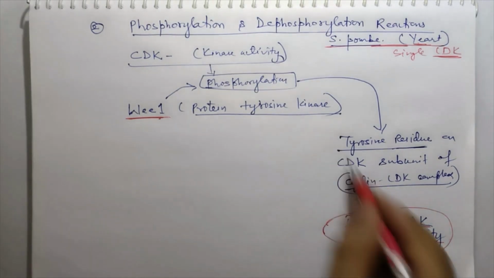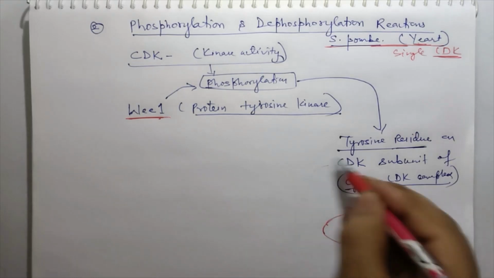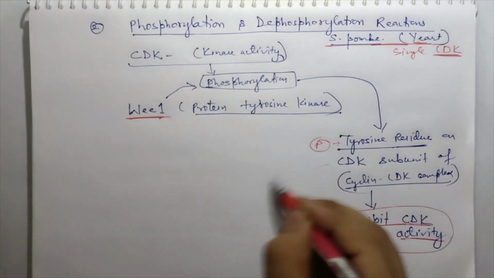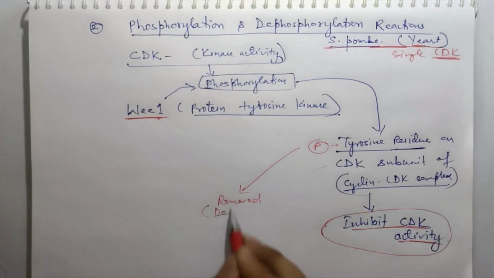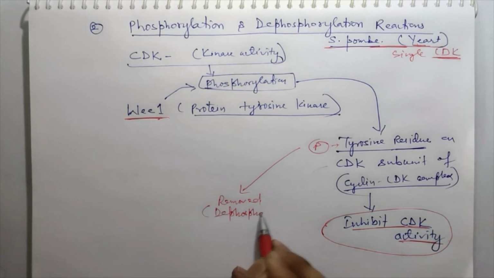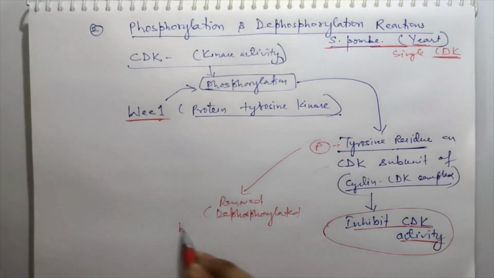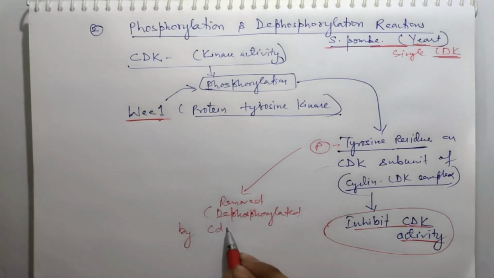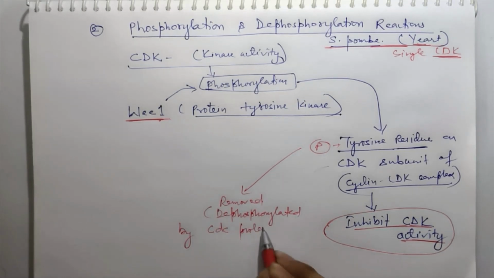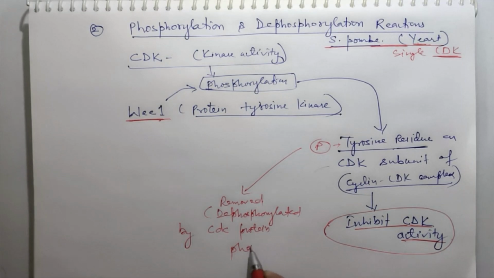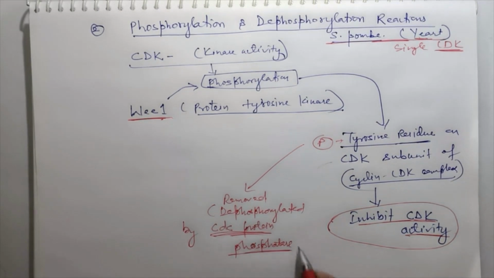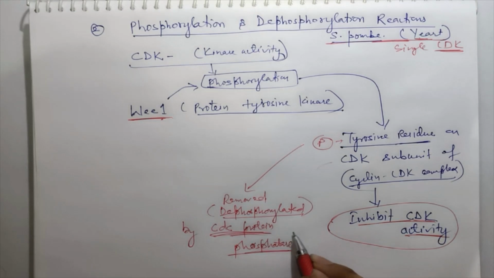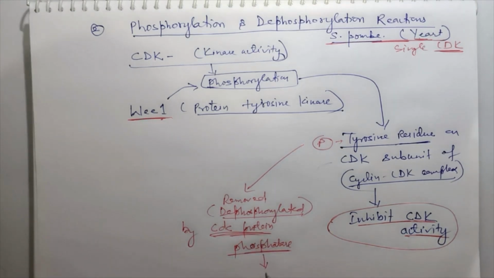and this phosphate is removed, or dephosphorylated, by CDC25 protein phosphatase. So it is dephosphorylated by CDC25 protein phosphatase, and ultimately it activates CDK.